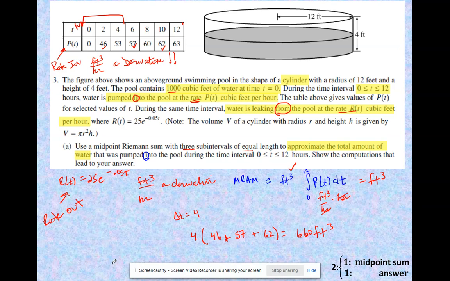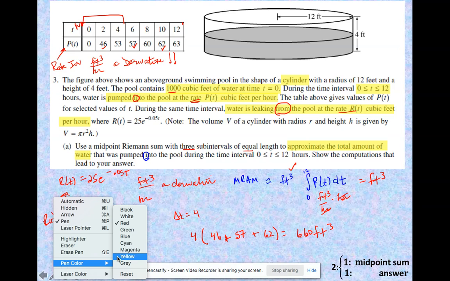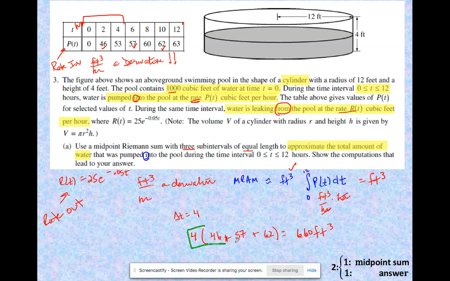Here are the rubric points for that. This part of the question was awarded 2 points, 1 for the midpoint sum. So that means you needed to have this. And you could write it in a lot of different ways. You could write 46 times 4, 57 times 4, 62 times 4. You could have written 46 as P of 2, and then plus P of 6, and then plus P of 10. There's lots of ways you could have written it, but there is only 1 point awarded for this sum, and they don't do half points. So if you did anything wrong here, you lose that point.